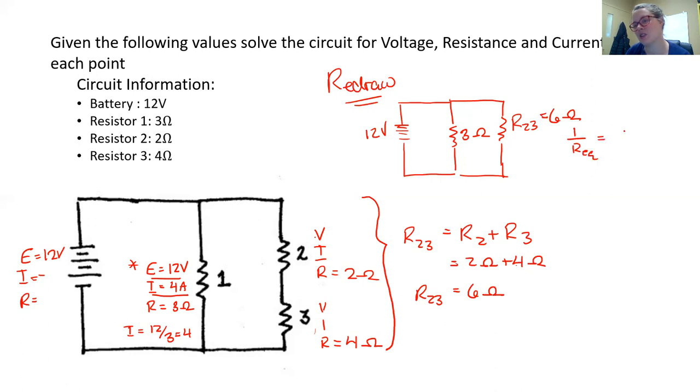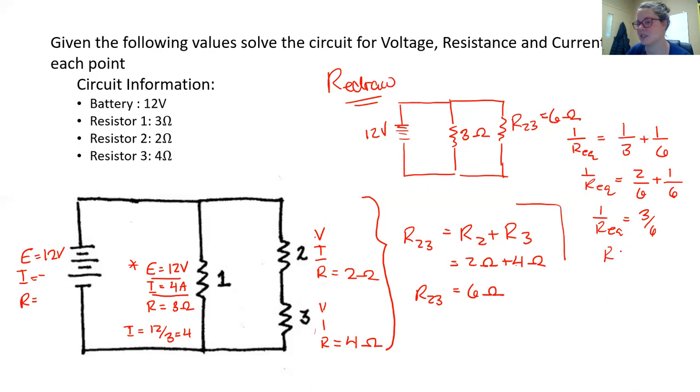So 1 over REQ is going to be 1 over 3 plus 1 over 6. Make a common denominator: 2 over 6 plus 1 over 6, which gives me 3 over 6. So my equivalent resistance is going to be 6 over 3, which is equal to 2 ohms. So I can put that in here.